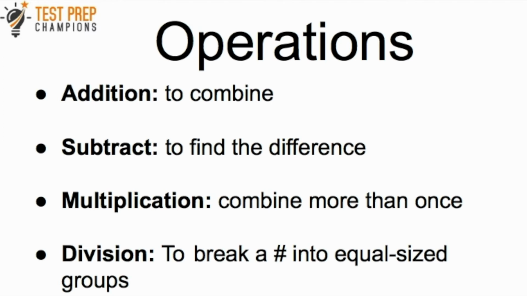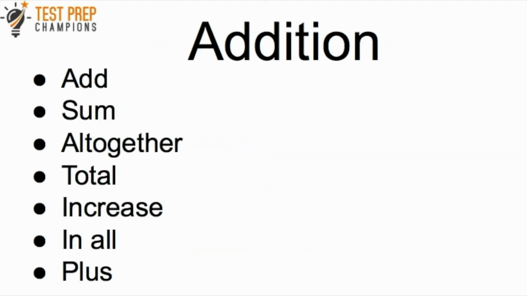So the operations again would be addition, which is to combine, subtraction, which is to find the difference, multiplication, which is to combine more than once, division is to break a number into equal-sized groups. So how do you know when to add, subtract, multiply, or divide? Well, oftentimes the word problems are going to give you keywords, which you'll see within a question, and these can be clues as to which operation to use, all right?